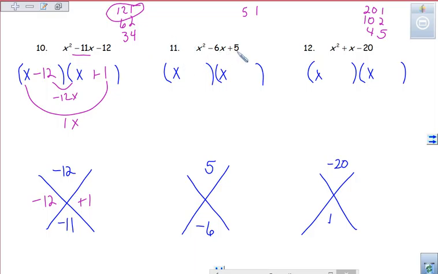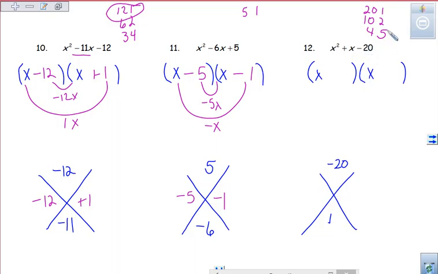Number 11. 5 is prime, so there's only one pair of factors. So right away you should know that 5 and 1 have to go in here. We just have to decide on some signs. So we need to multiply to 5 and add to a negative 6. So that means the 5 and the 1 have to both be negative. Double checking. Insides give me negative 5x. Outsides give me negative x.